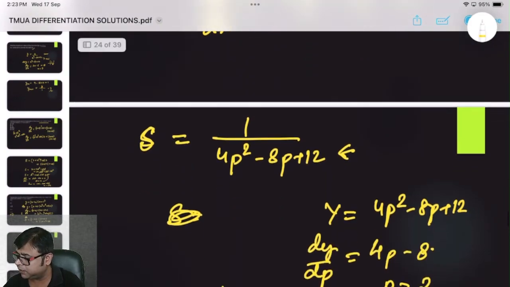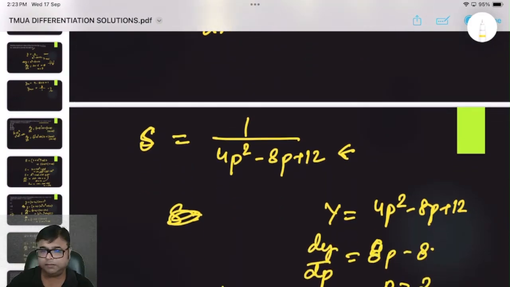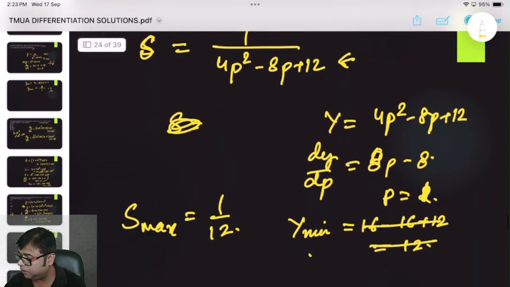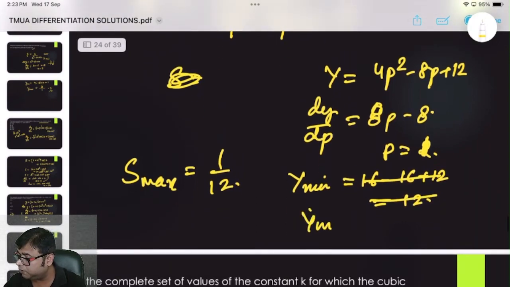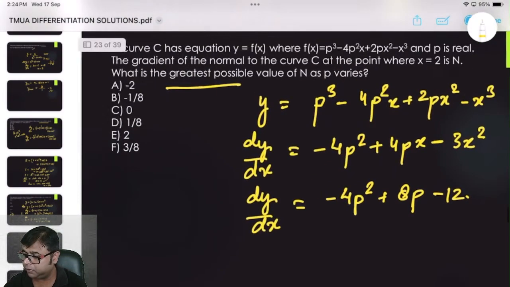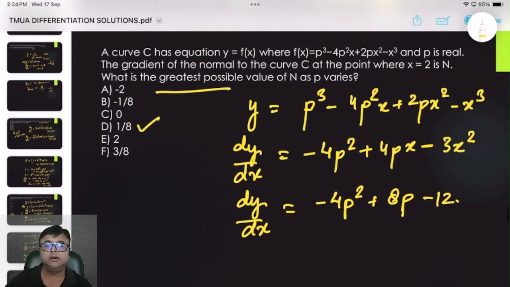Sorry, this is a mistake. It's 8p minus 8. So 8p minus 8 will give me p equal to 1, right? So p is 1. So at 1, the value of y minimum will be 4 minus 8 plus 12. So this will give me 8. So the answer will be 1 upon 8. So 1 by 8 is the correct answer. Right, so this was a slight mistake which I made.